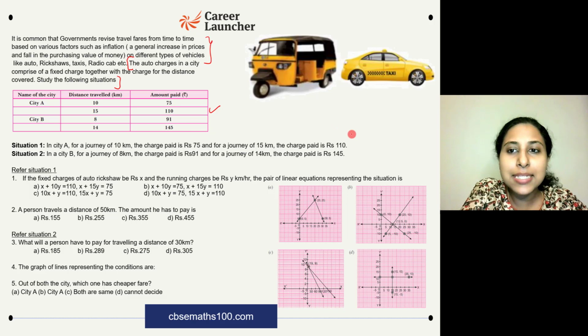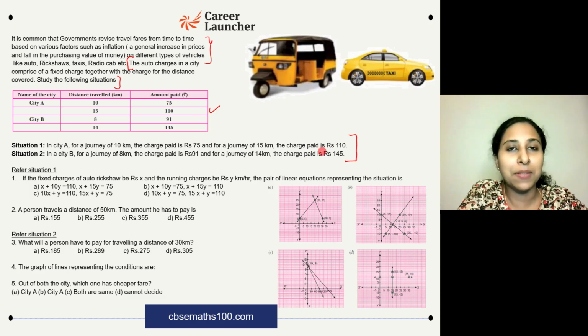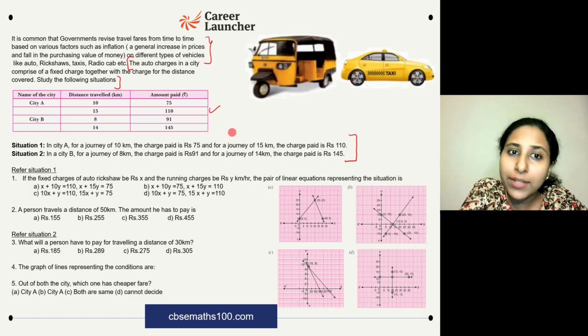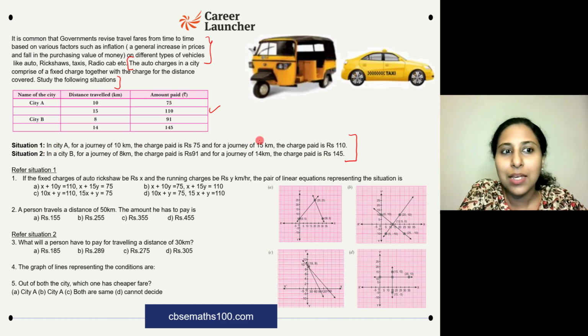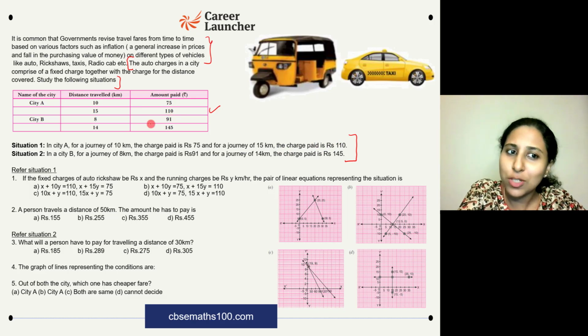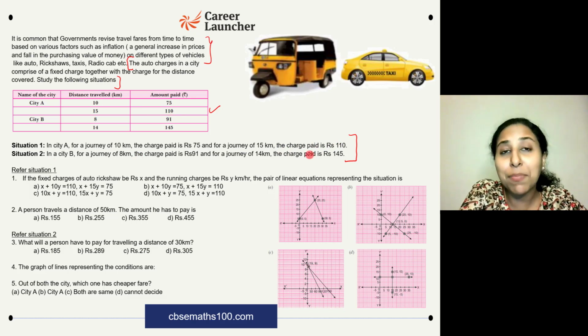Now, if you look at the statements below this table, situation 1 and situation 2, it is just a write-up of whatever is given in the table. Situation 1, city A, for a journey of 10 kilometers, charge paid is 75, journey of 15 kilometers, charge paid is 110. This is the same thing as what we just read out from the table here. Situation 2 also similarly gives the same information as given for city B.